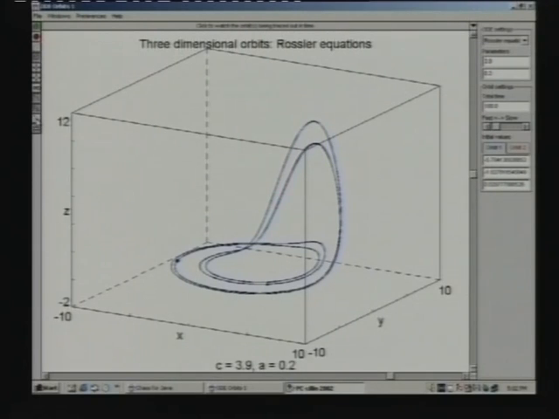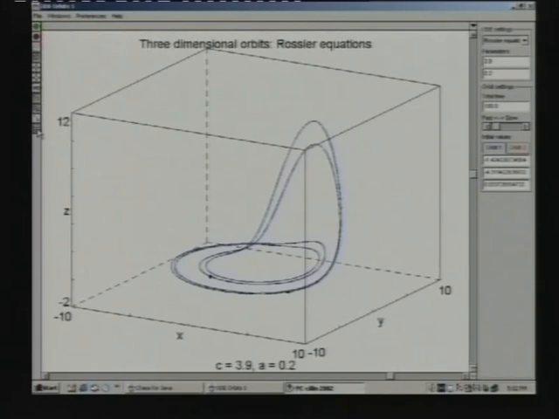Now, I am making it 3.9. Something has happened. What has happened? It is now a period 4 orbit. Okay. So, you see the period 2 orbit, these were earlier together, now they have separated, and as a result of which it has created a period 4 orbit. Okay.